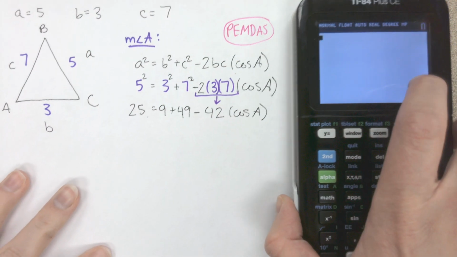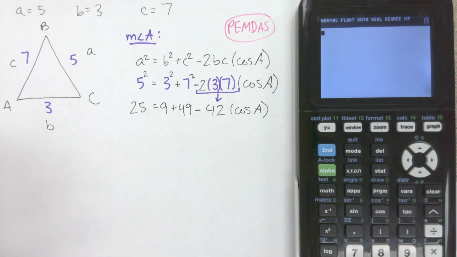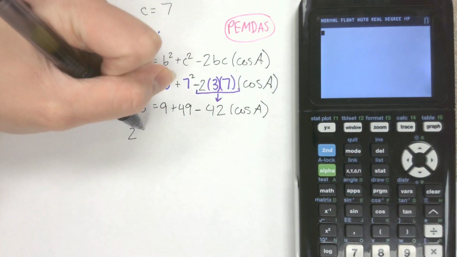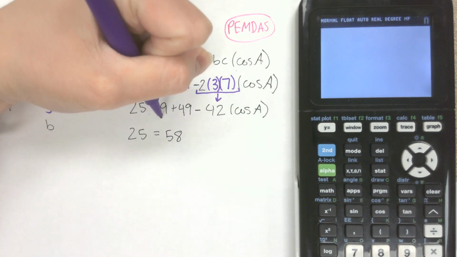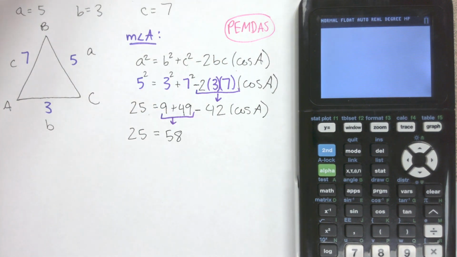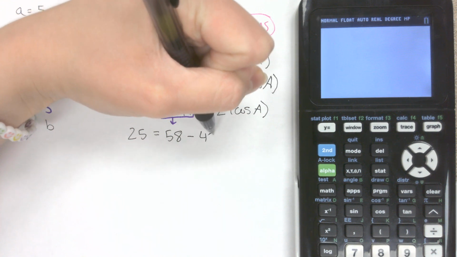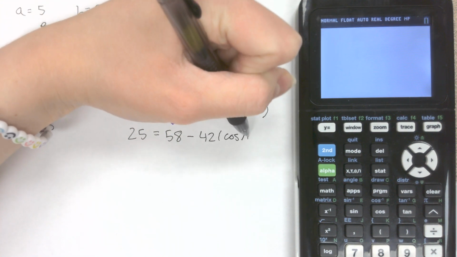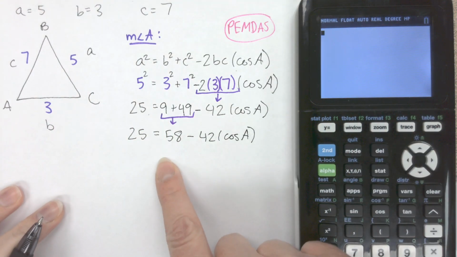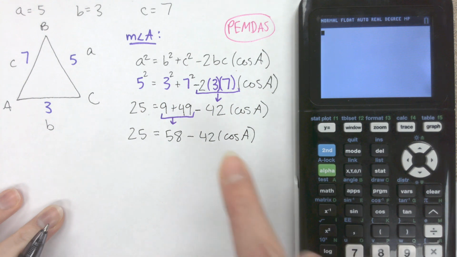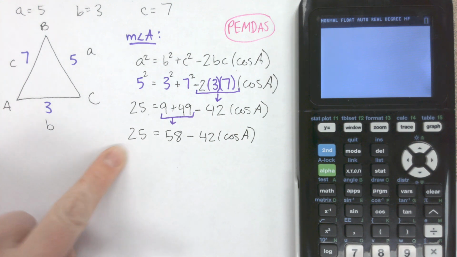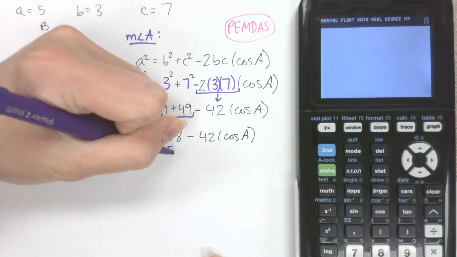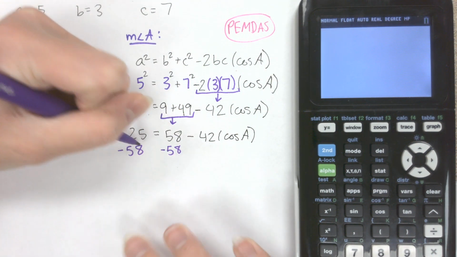Okay. Next thing we can do is we can add the 9 and the 49. So we have 25 equals, that's 58, minus 42 cosine of A. Next, we do not do 58 minus 42. 42 is attached to the cosine by multiplication. So what we're going to do instead is move 58 over here. Minus 58, minus 58.